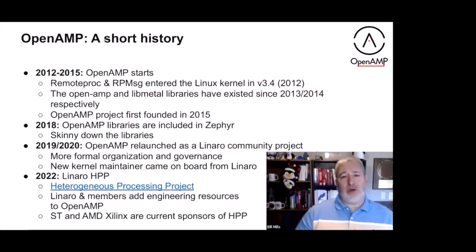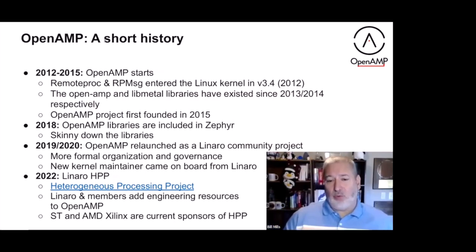All right, so a little bit of a history lesson on OpenAMP. Remoteproc and RPMsg entered the Linux kernel in version 3.4, which is 2012, so we're going on a decade. The OpenAMP and libmetal libraries go back to 2013 and 2014. And the OpenAMP project itself was first founded in 2015 and with a press release in 2016.